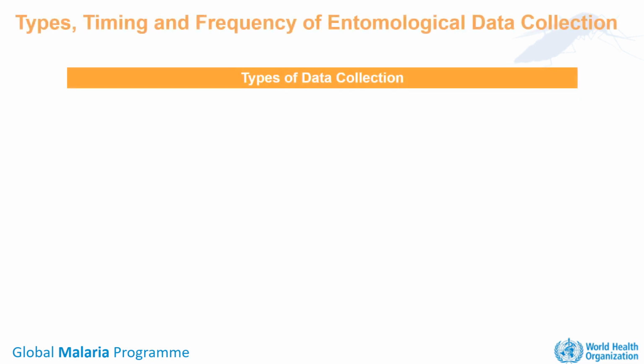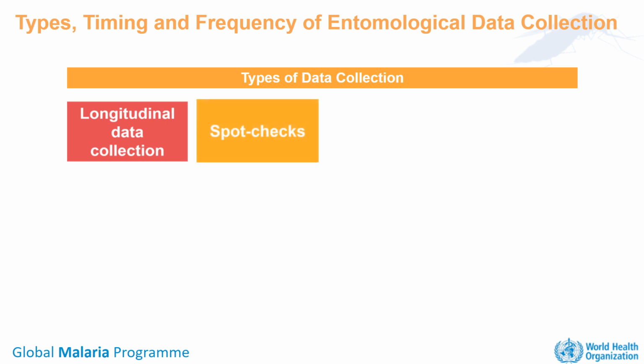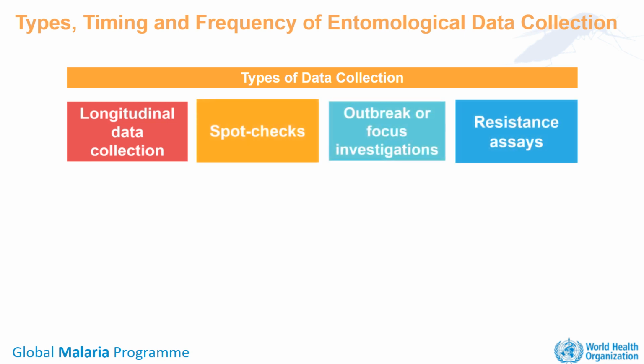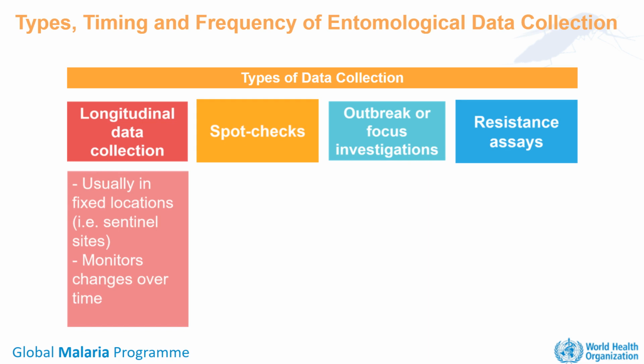The main types of data collection that should be undertaken in areas approaching elimination involve longitudinal data collection, spot checks, investigations, and resistance assays. Most of the indicators we reviewed would be collected longitudinally at fixed sites, i.e. sentinel sites, located in areas that represent the range of eco-epidemiological settings in a country, including ecological zones with different malaria vector species and different levels of transmission.